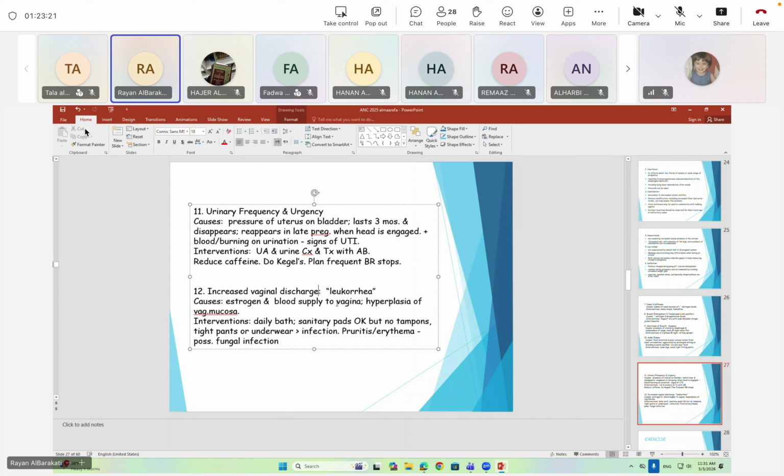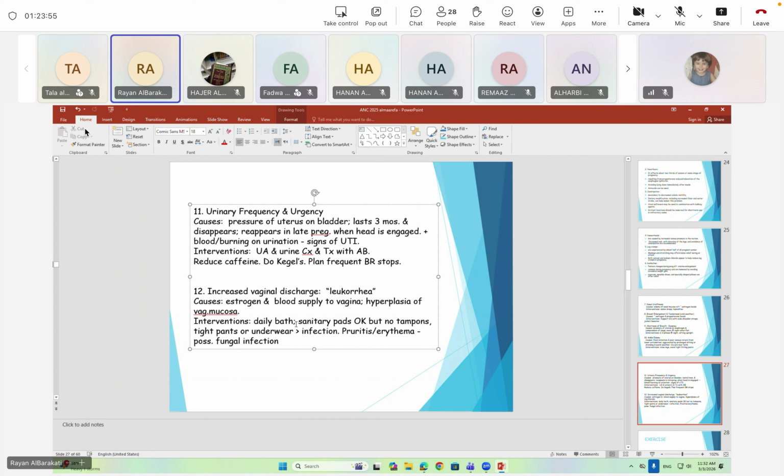For increased vaginal discharge, which is the leukorrhea, the causes are estrogen and blood supply to vagina and hyperplasia of the vaginal mucosa. This is with the changes that happen in the genital system of the patient in pregnancy and the ability for the vulva and the vagina to accommodate the baby during delivery and support the patient delivery.